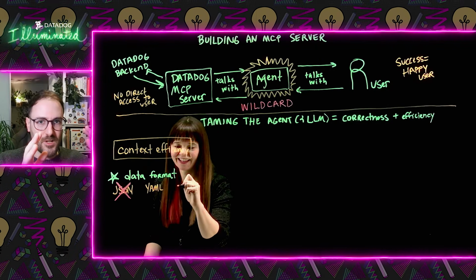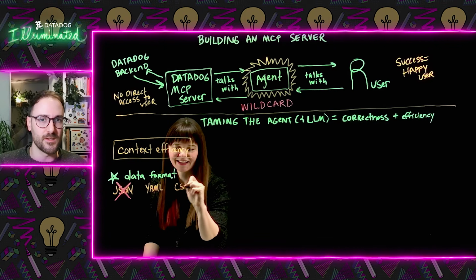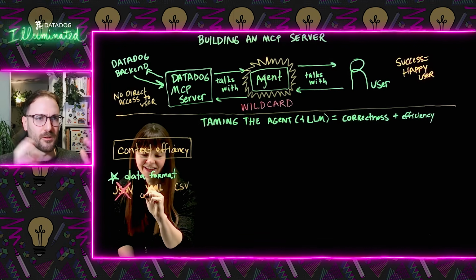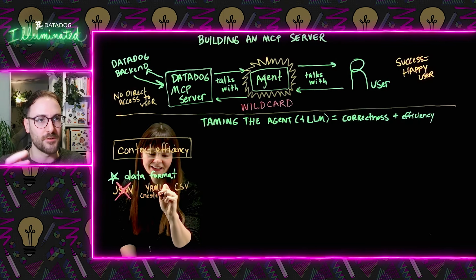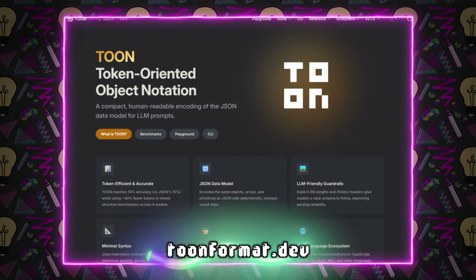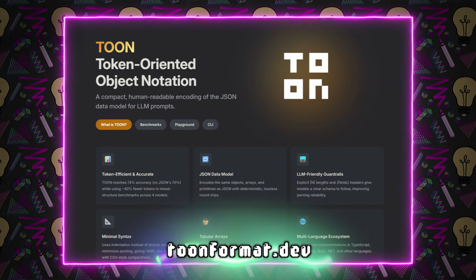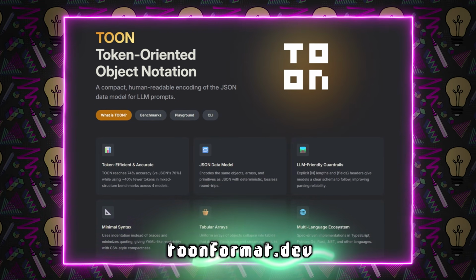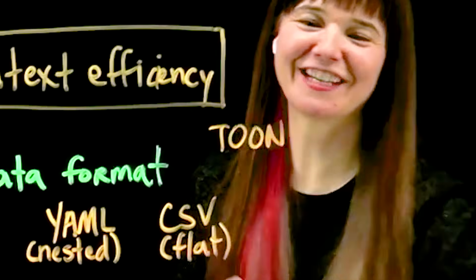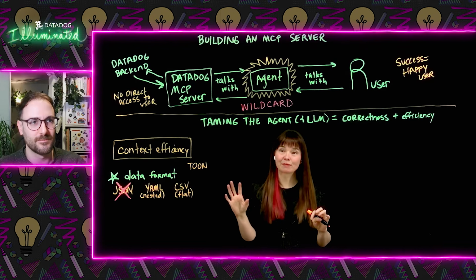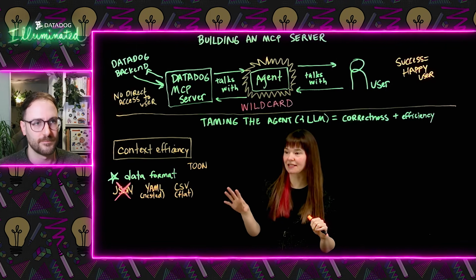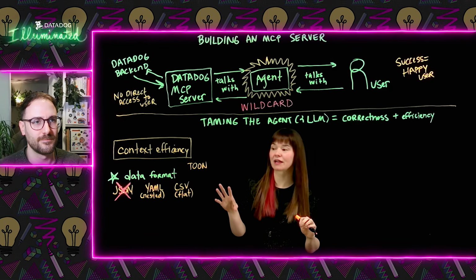YAML's pretty good because it maps directly to JSON. It can handle nested objects. CSV is even more token efficient, but it only works for flat tabular data structures. So we pick between them. Some viewers may be familiar with a project called TOON, token optimized object notation, and it basically does the same trick. So that's been really useful for us. Oh, I haven't heard that. TOON, T-O-O-N. So you're being really deliberate with data formats to minimize the amount of tokens used.